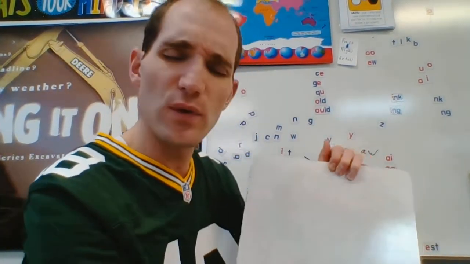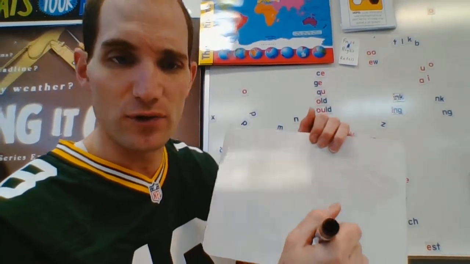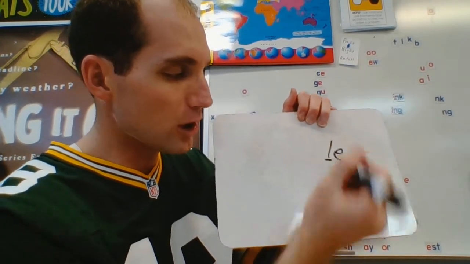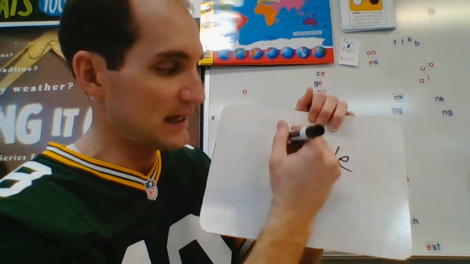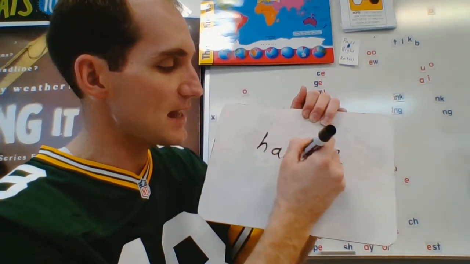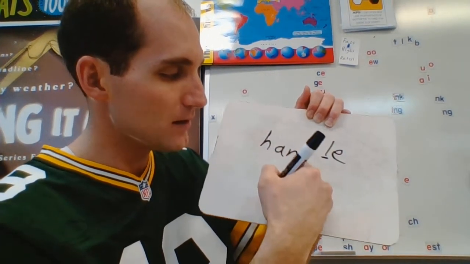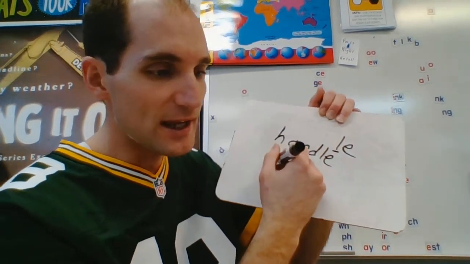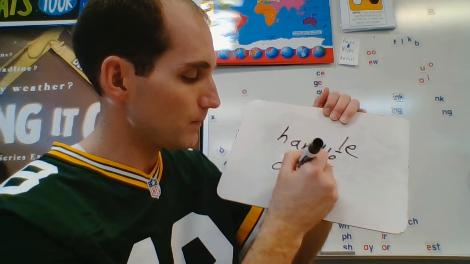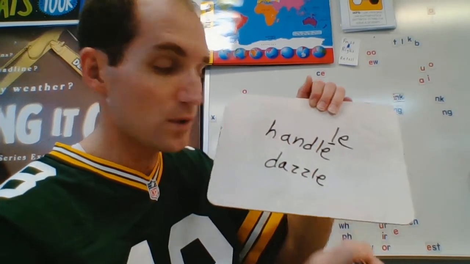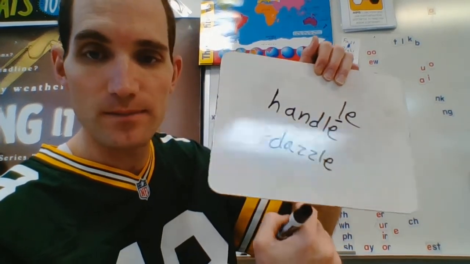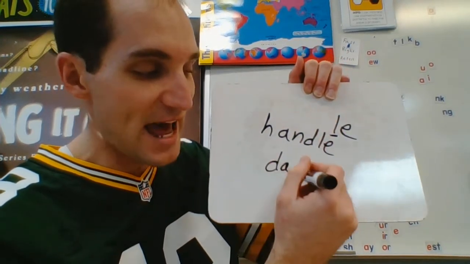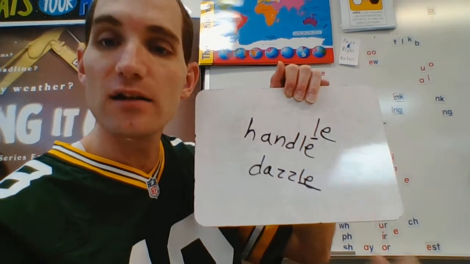One other thing that, if we were at school, we would be talking about today for our reading, which is L-E at the end of a word. L-E just says ul. Don't get confused by the E. It's in words like handle, and it's in words like, what word is this? See if you can figure it out. That's right, dazzle. L-E says ul.